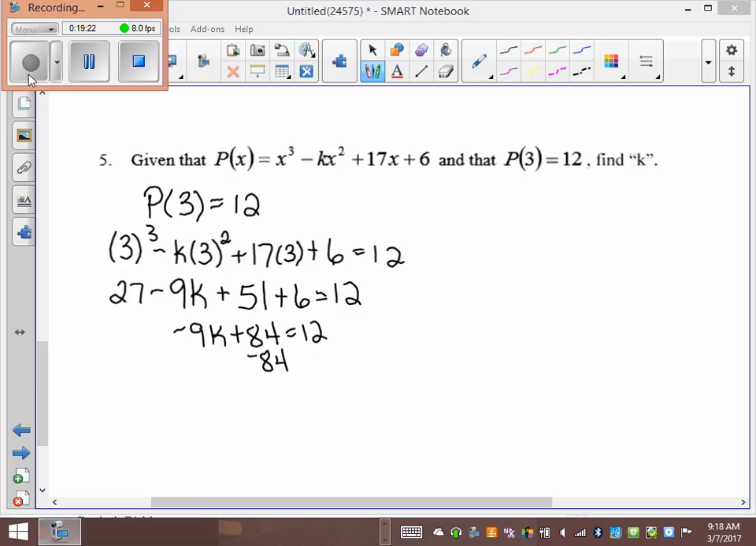Subtract 84. Negative 9k equals negative 72. Divide by negative 9. And k equals 8. Right?